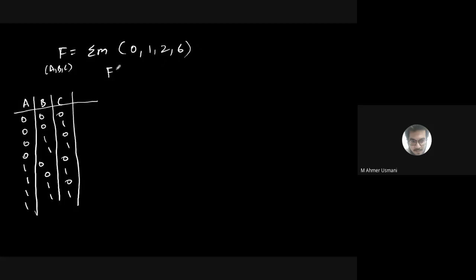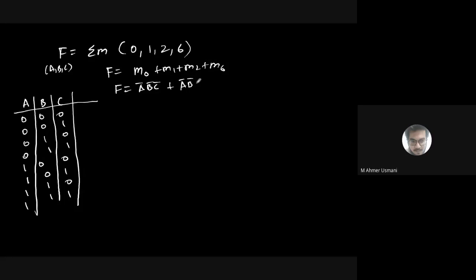Can I write it as m0 plus m1 plus m2 plus m6? Yes, sir. Can I also write m0, meaning 0 0 0, as a bar, b bar, c bar? What will m1 be? M1 is nothing but 0 0 1. What is 0 0 1? It is a bar, b bar, c.